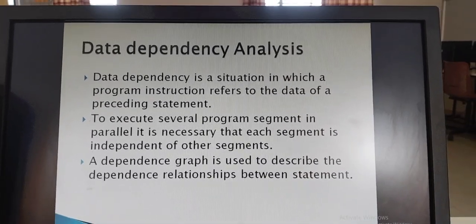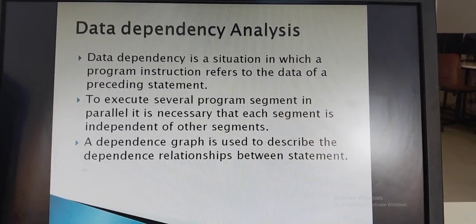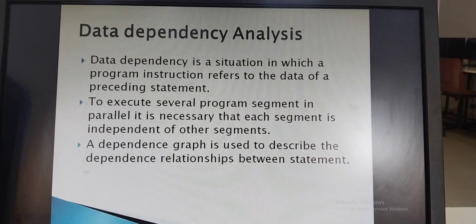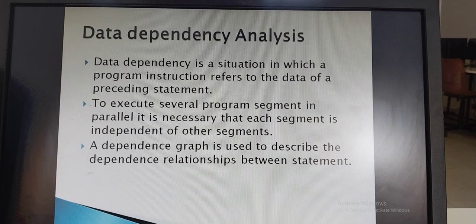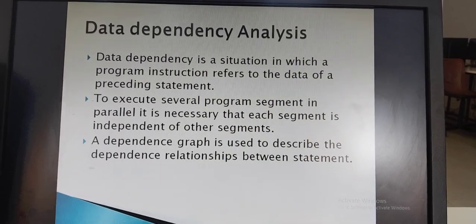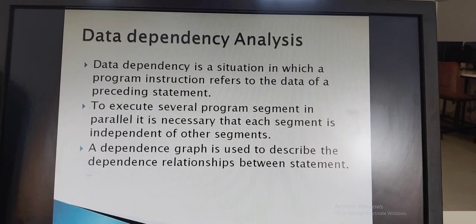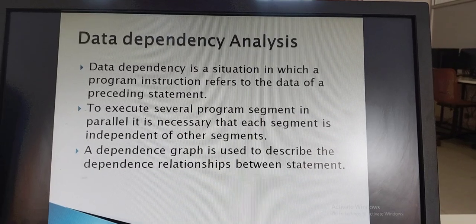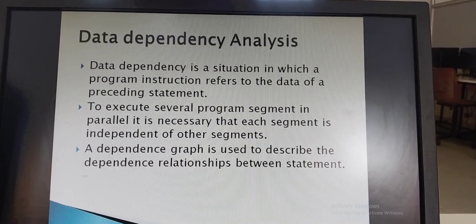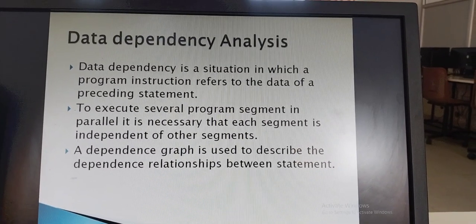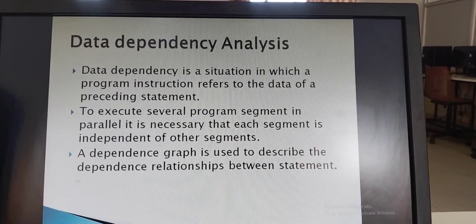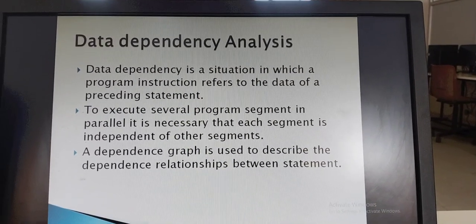Now, data dependency analysis. Data dependency is a situation in which a program instruction refers to the data of a preceding statement. To execute several program statements in parallel, it is necessary that each segment is independent of other segments. A dependence graph is used to describe the dependence relationship between statements.